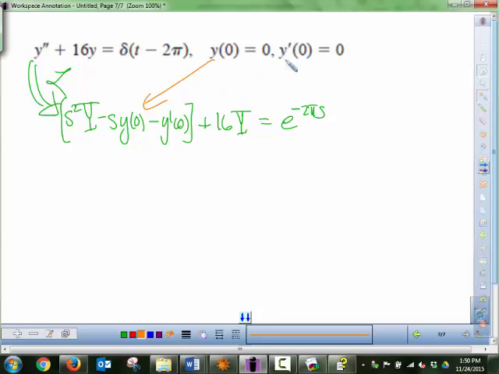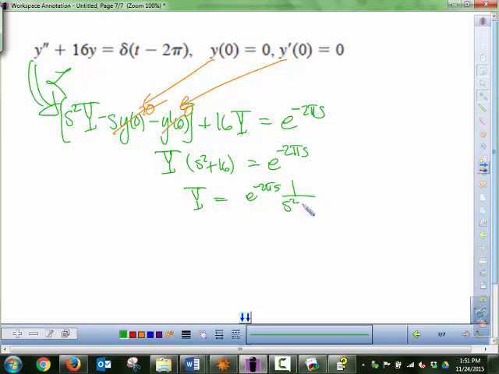Okay? So we've got zeros for these things, so that makes an easy problem. Finally, we've got y, and then we have s squared plus 16 is equal to this. And so this is just y is equal to e to the negative 2 pi s times 1 over s squared plus 16. Now, this is almost ready to transform back.